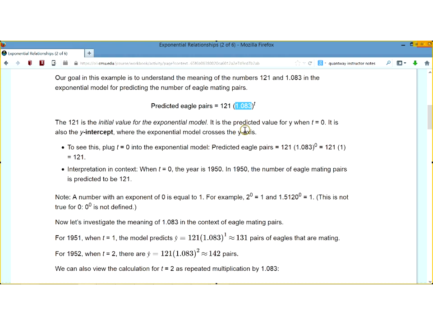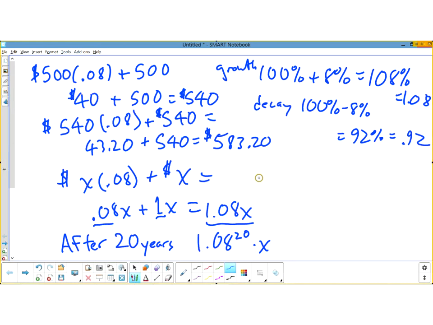So that's what these two numbers tell me. And it's just like the y-intercept and the slope on the line. The y-intercept tells me where I started, and the slope tells me how fast I'm going up or down, just in a linear fashion instead of an exponential fashion.